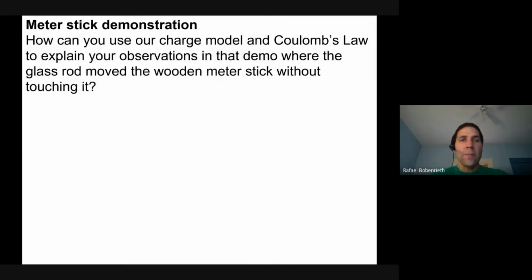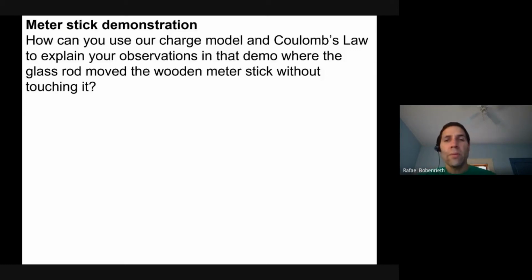Okay, so now let's get to the demonstrations. Hopefully you all saw the 5-minute video that I put together with those 3 demonstrations: the tin can, the meter stick on the mouse, and the paper dots. If you did not, please make sure you see those at some point. The question I want to walk through with you here is, how can you use our charge model and Coulomb's law to explain the observation of the demo where the glass rod moved the wooden meter stick without touching it? Typically, I find that students can predict what's going to happen with metal objects, but they get very surprised. Like I said in the video, I was very surprised when I first saw this wooden meter stick demonstration. So I want to talk through how this happens.